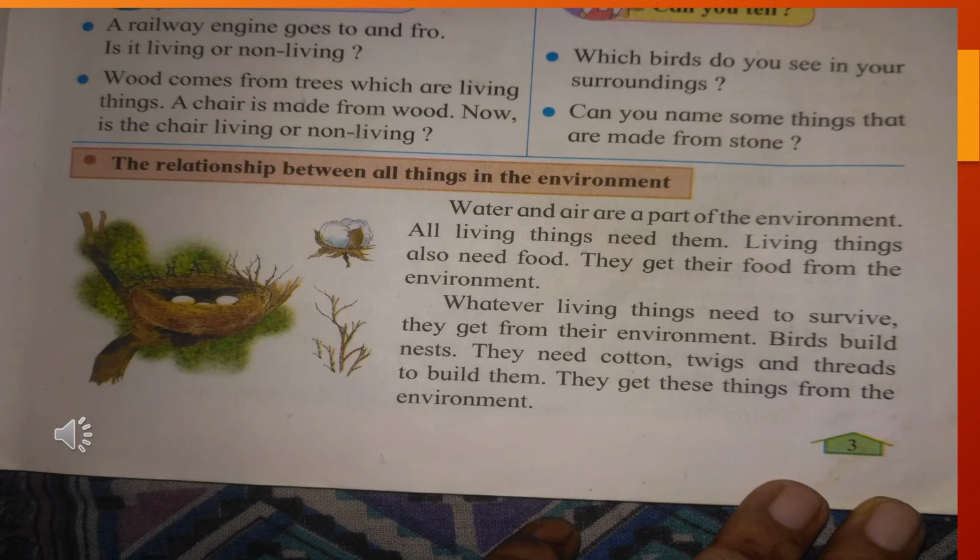Now, all the things in the environment depend on each other. Living things obtain air and water from the environment. All the needs of human beings are fulfilled through the environment. Plants too get help from the environment. Human beings use many things from the environment.